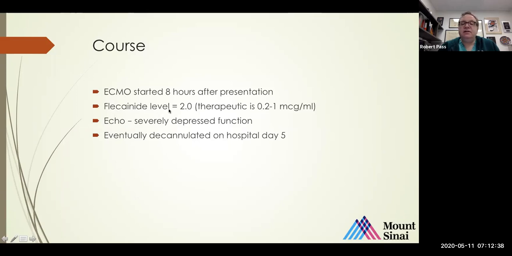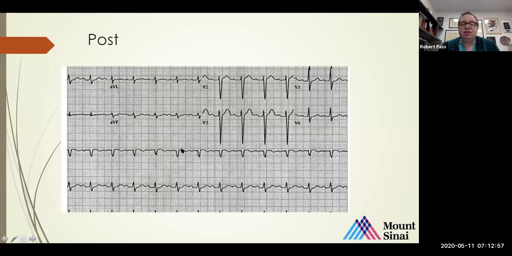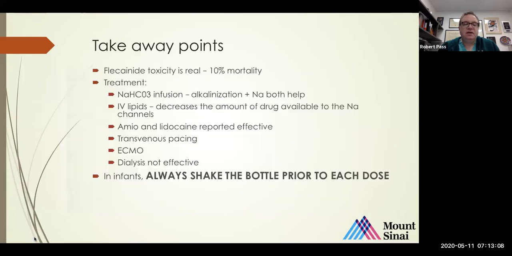And the flecainide level at that point was 2, therapeutic being up to 1. The echo showed severely depressed function. And eventually, after a number of days, when the flecainide level had fallen and the heart function recovered, the patient was decannulated from ECMO on hospital day 5. And this is the patient's electrocardiogram following this horrible experience. And we see first-degree heart block, but otherwise the tracing is not too abnormal.